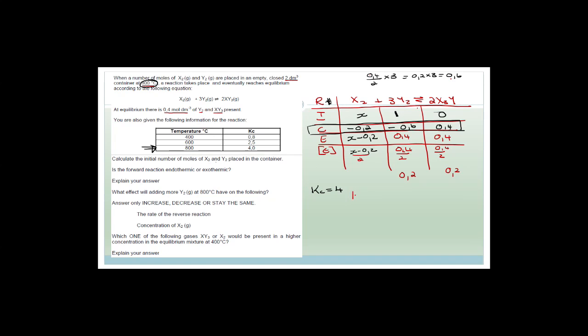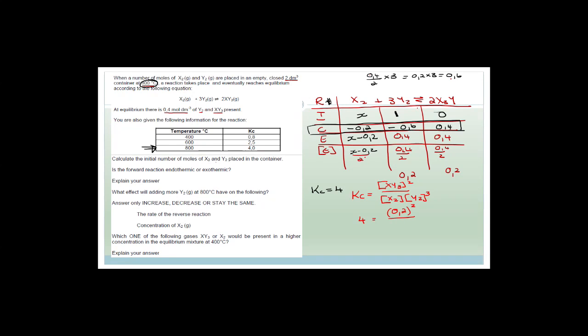So Kc equals the concentration of the products, and they're all gases, so that makes life very easy. So it's XY3 squared all over the concentration of X2 multiplied by the concentration of Y2 all cubed. So we're going to substitute these values in and then solve for x. This value here is 4. XY3 squared is 0.2, so that's going to be 0.2 all squared.